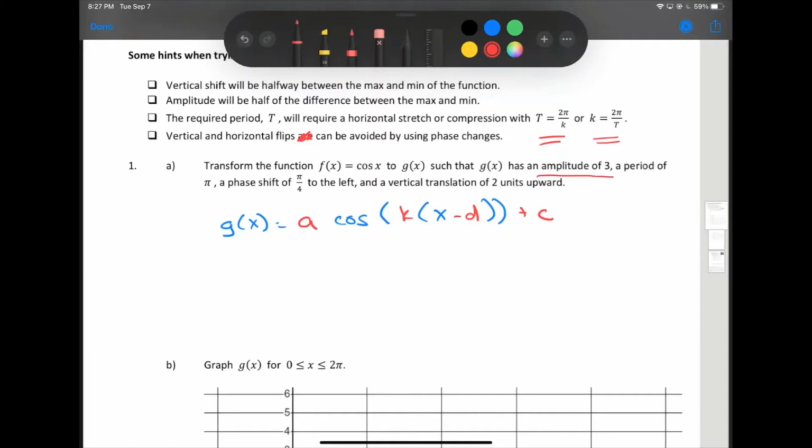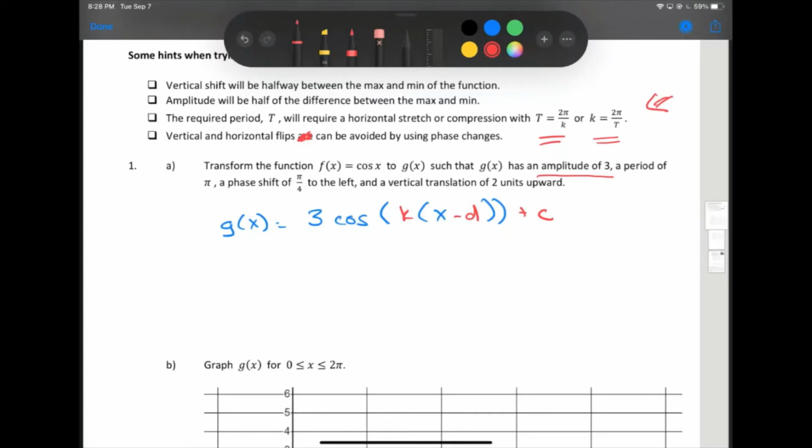Amplitude of 3 means that our a value is going to be 3. A period of pi. I could use our formulas that we just saw up here. But in general, if you can logic your way through it, just think about it. You can say k equals 2 pi over T. T is pi, so that's 2 pi over pi, which is 2.